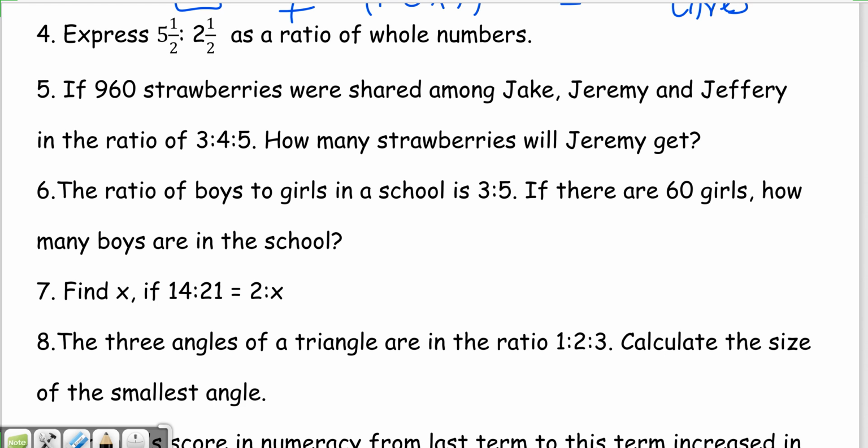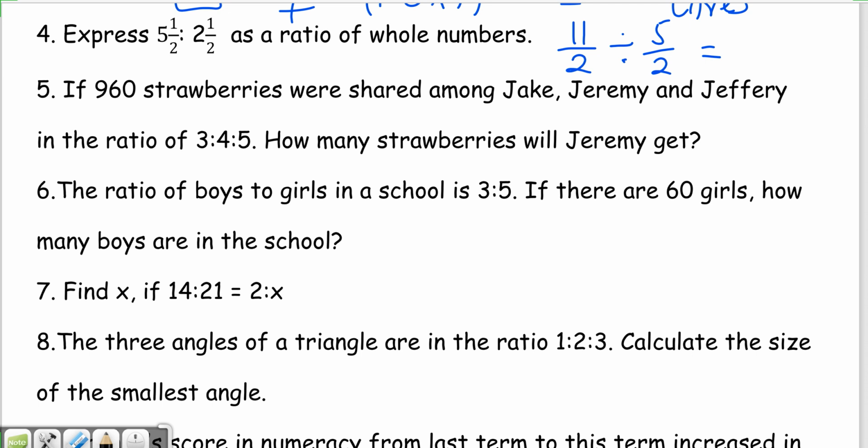Now for number 4, the question says, express this as a ratio of whole numbers. Majorly, ratio is like division. It's like telling you to do 5½ divided by 2½. So the first thing we do is to take it to improper fraction. That is 2 times 5 plus 1, that is 11 over 2, divided by 2 times 2, 4 plus 1, 5 over 2. Then we'll get our final answer.